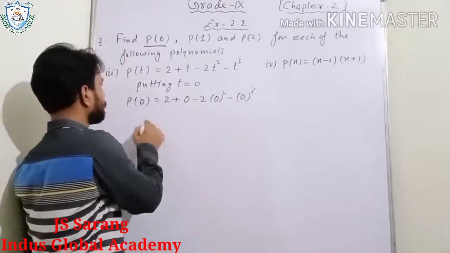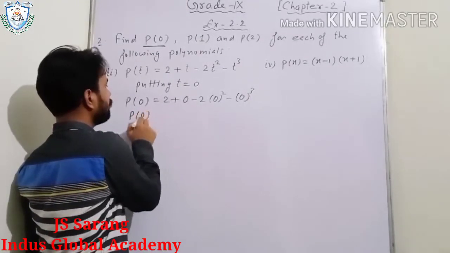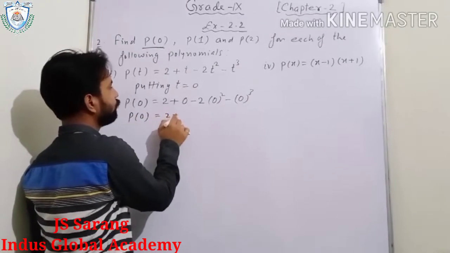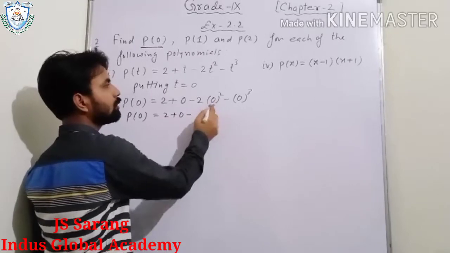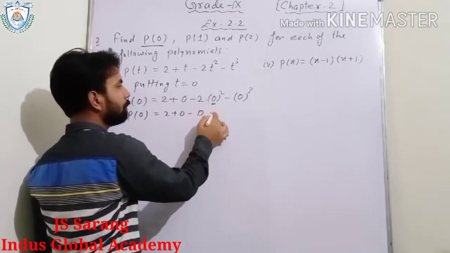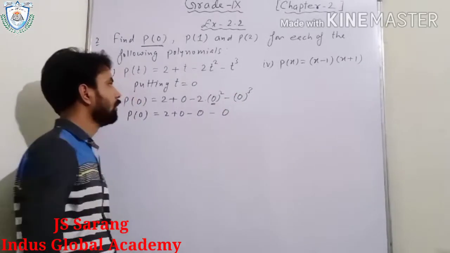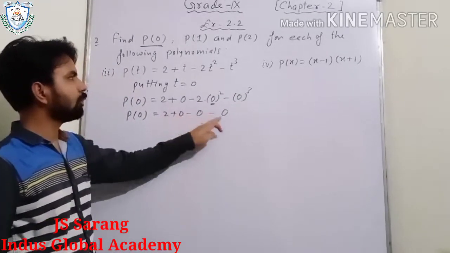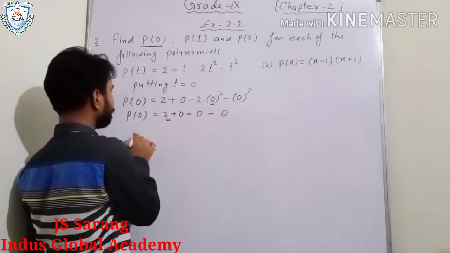Clear? Now see, p0 equal to 2 plus 0 minus 2 into 0 square is 0, 0 multiplied by 2, that is 0, minus 0 cube is also 0. So 2 plus 0 minus 0 minus 0, only 2 is left.